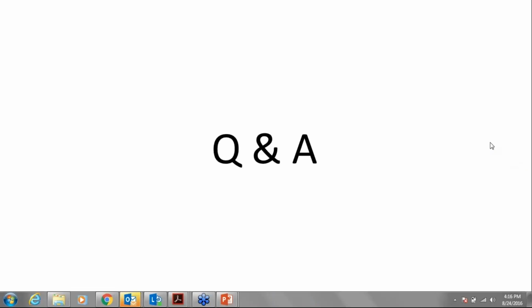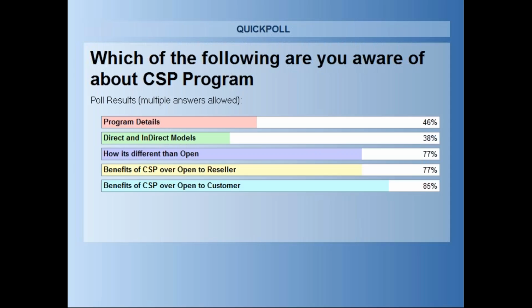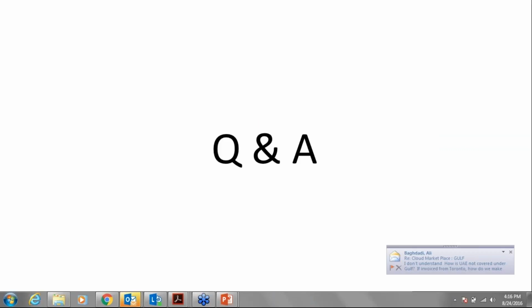All right, it looks like most of you are aware of the benefits, but then half of you are not very clear about the program. Many of you are not clear on direct and indirect models. So I believe the Microsoft team is also on the webinar. I think we all should run one more session for all the partners to give them clarity on the program, as well as the difference between direct and indirect. We will take this as strong feedback and get back to you with a schedule for the session, which will give a lot more detailed insight about the CSP program.